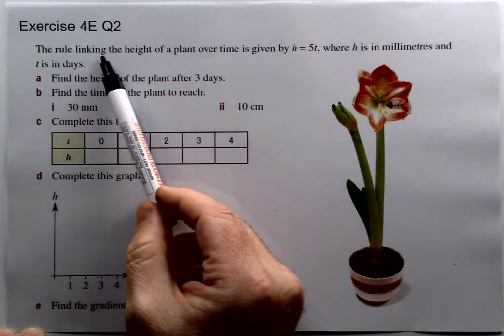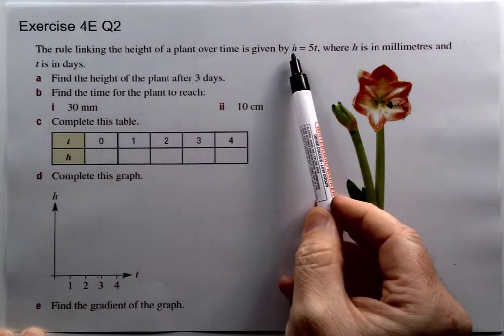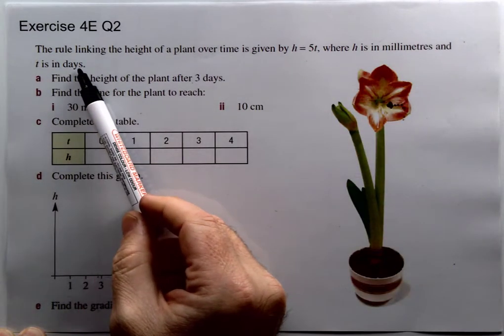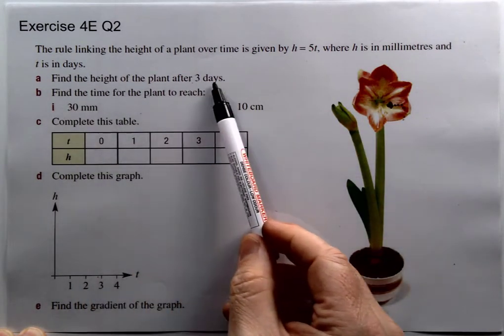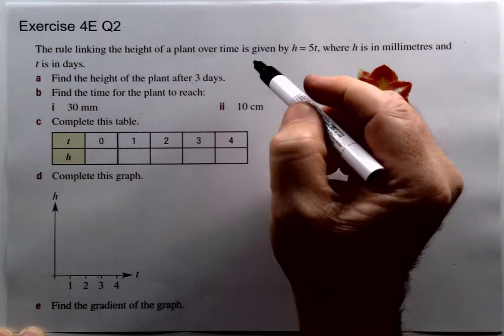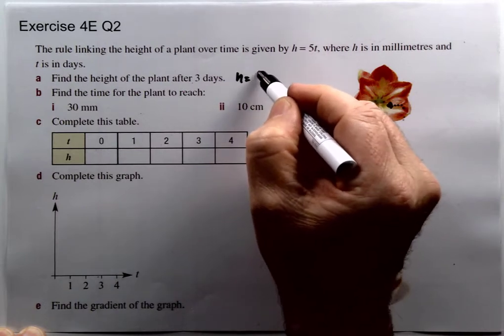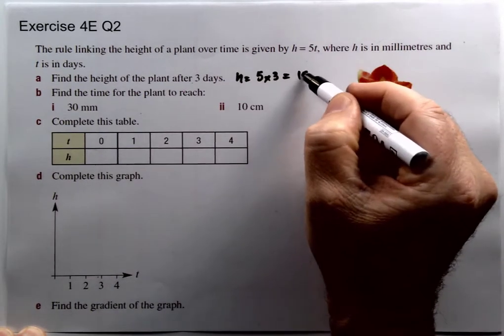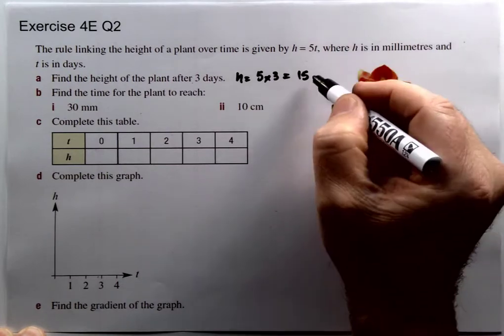Okay, the rule linking the height of a plant over time is given by h equals 5t, where h is in millimetres and t is in days. Find the height of the plant after 3 days. We simply replace t with 3. We can say h is equal to 5 times 3, and that's equal to 15. Remember the height is measured in millimetres.